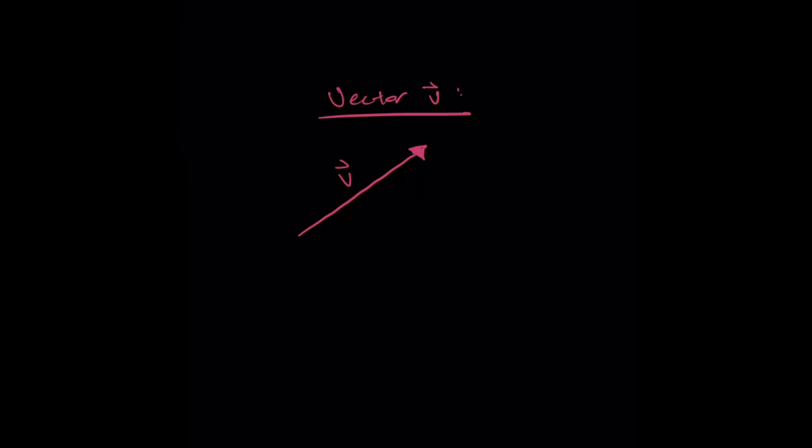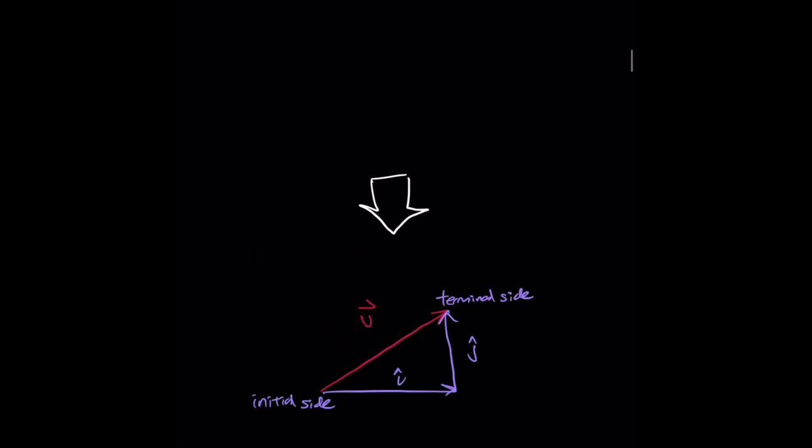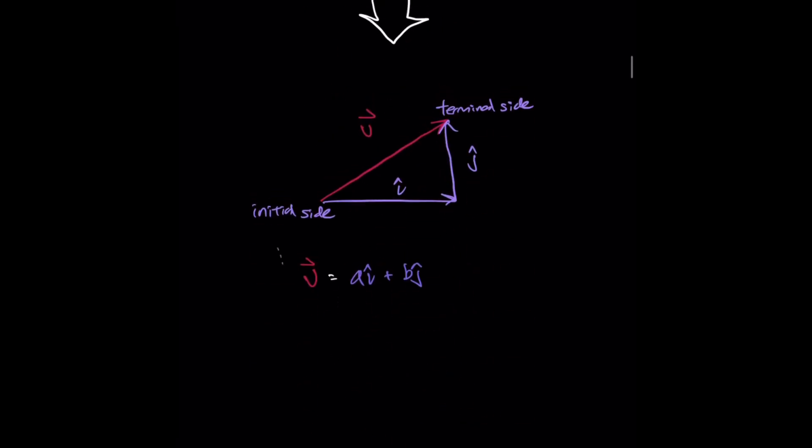If we dissect vector v a bit further, we can see that there's two components, i and j. The i component is the x direction of the vector, and the j is the y component of the vector. If we were to represent vector v using an equation, it would be ai plus bj, where a simply is the x component, the magnitude of the x component, and b is the magnitude of the y component. As you can see, this side of vector v is the initial side, while the side with the arrowhead is the terminal side.